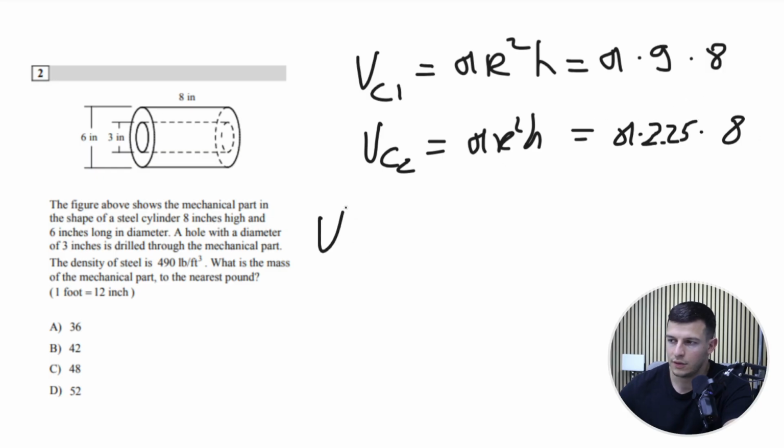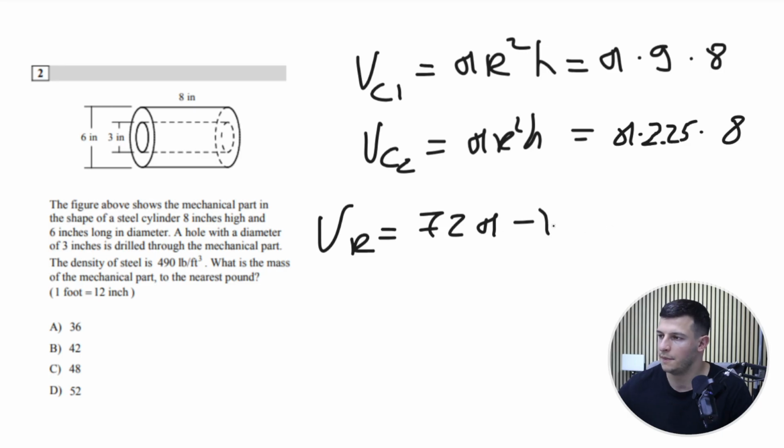Okay, so to find the volume remaining, we need to take 9 times 8, which is 72 pi, minus this one, 8 times 2.25, which is going to be 18 pi. And 72 minus 18 is going to be 54 pi. So 54 pi is our remaining volume.